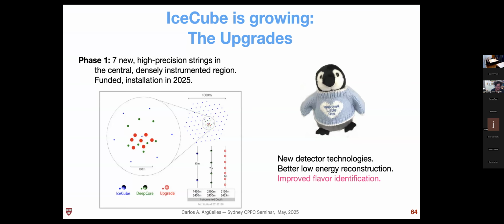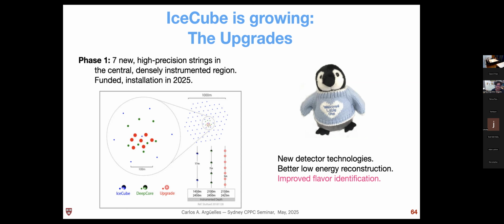So first, let me tell you what will happen with IceCube. We have an IceCube Upgrade that's going to put 7 new strings within the IceCube inner piece that's been funded and will be deployed in 2025. So that means it's December. And I'm very excited for it to happen.